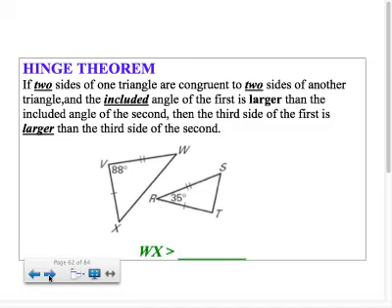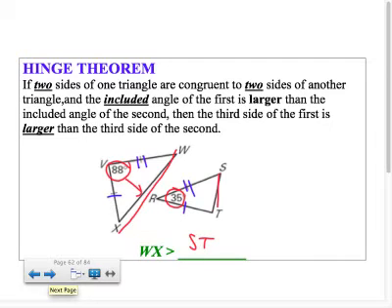That's an awful lot of verbiage in one theorem, so let's look at the diagram to understand what this means. If you know that these two sides and these two sides are congruent to each other, then the length of the third side is strictly dependent upon the measure of the included angle. The bigger the included angle, the longer the third side; the smaller the included angle, the smaller the third side. So in this diagram, it's pretty clear that WX is going to be longer than ST. And again, that's based on the hinge theorem.